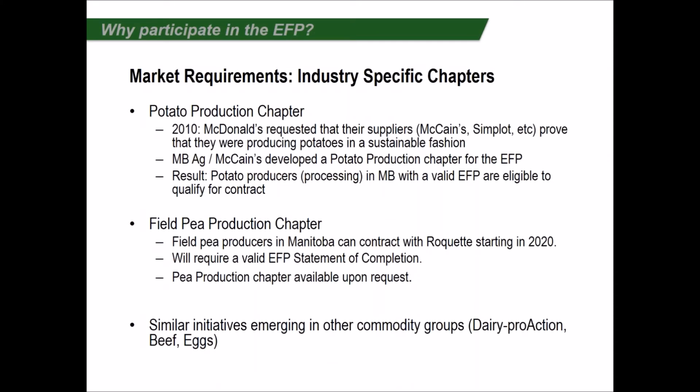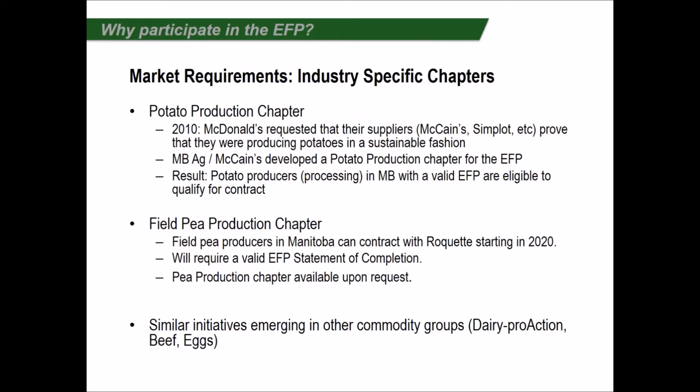There are certain commodities and markets that are requiring some sort of sustainability protocol, and a few of them have chosen the environmental farm plan to meet those requirements or those standards. So there are a couple industry-specific chapters that can be added into your EFP. The first is the potato production chapter.